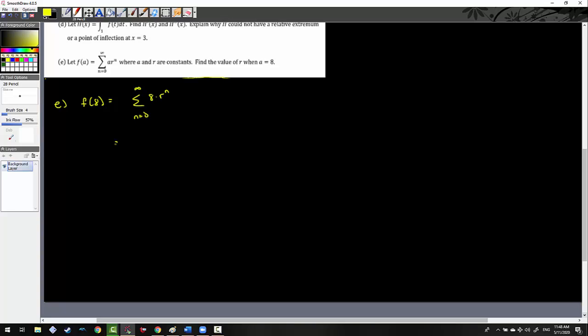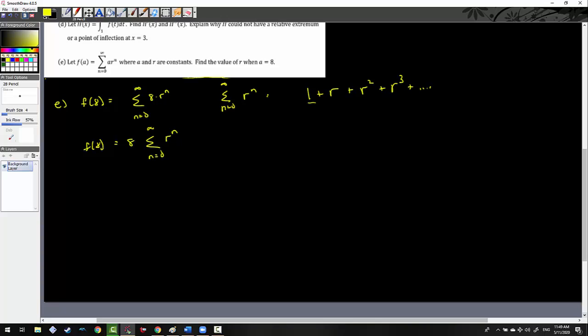Now I'm going to clean it up a little bit. This constant, I'm going to kick on the outside of the summation here, so r to the n. And then I'm going to go ahead and just expand this thing here. So what is the summation from n equals 0 to infinity of r to the n? Well, when n equals 0, you get 1, and then you get plus r plus r squared plus r cubed plus dot dot dot.